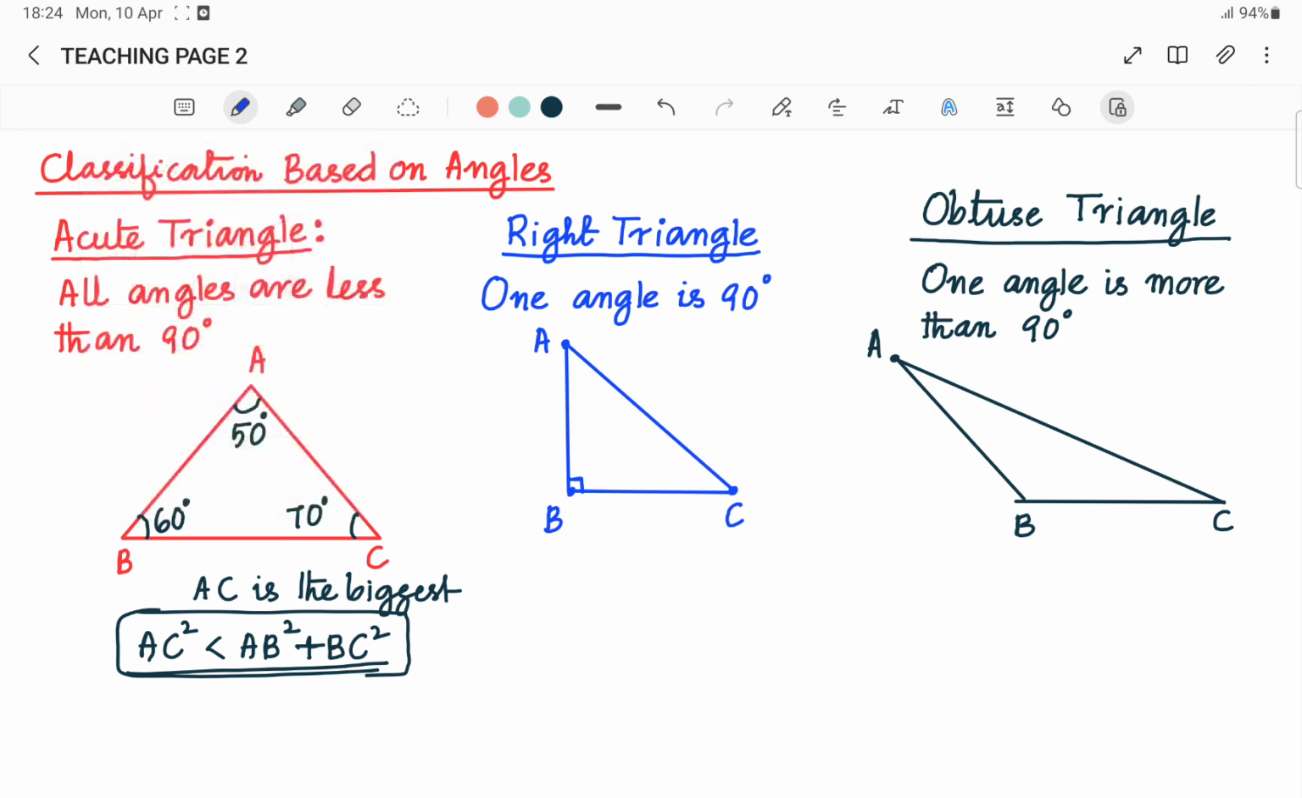Okay. So next, right triangle. In a right triangle, one angle must be equal to 90 degrees. Suppose here B is 90 degrees and the side opposite to the right angle is called the hypotenuse.